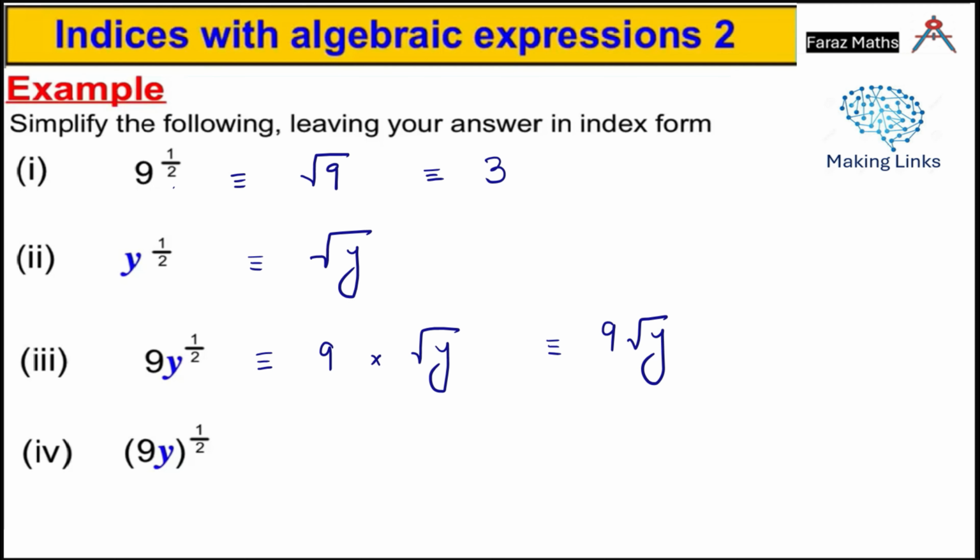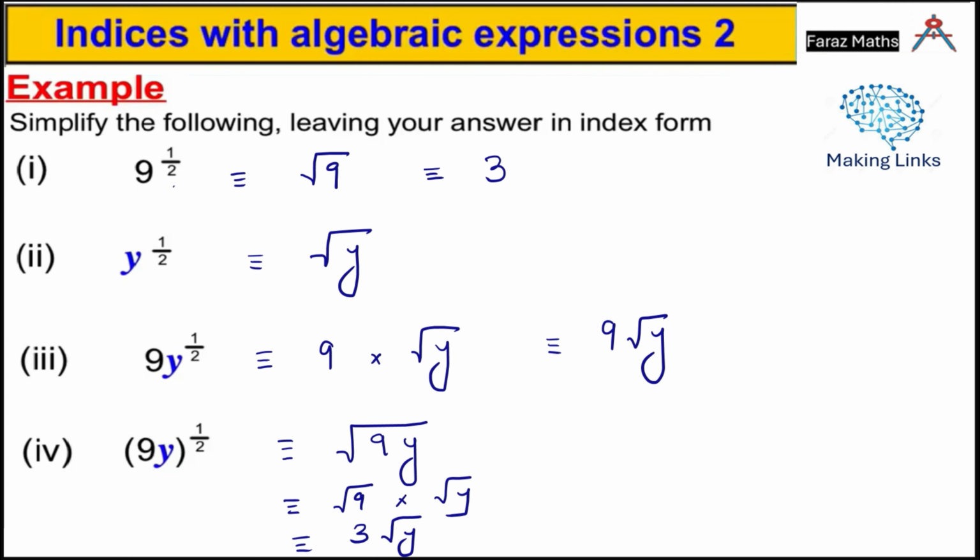And then 9y power 1 over 2. Now the whole power is 1 over 2. It means it is square root of 9y. Because the square root of 9 is possible, you can write it this way, square root of 9 times square root of y, and then square root of 9 means 3, so that is 3 square root of y.